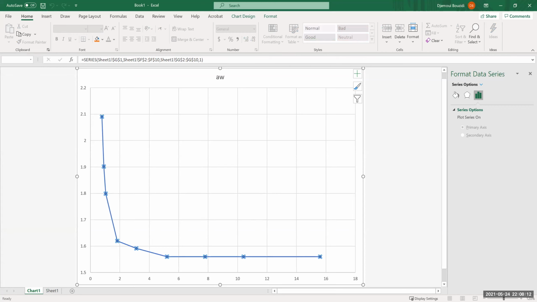So let me stop sharing and share with you the OneNote.